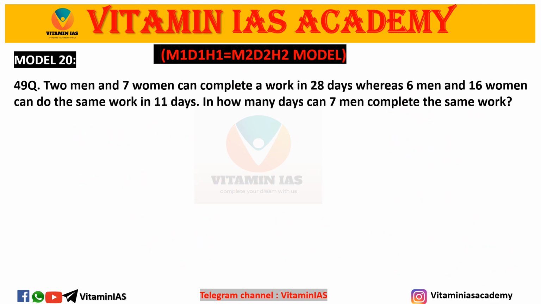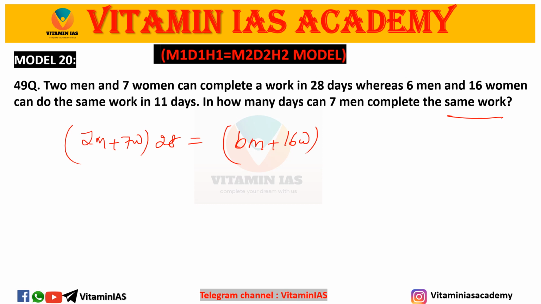Same like that, 2 men and 7 women can complete the work in 28 days, and the same work, 6 men and 16 women can do in 11 days. Then how many days can 7 men do it? Only 7 men they need. So you need to find the M value here.